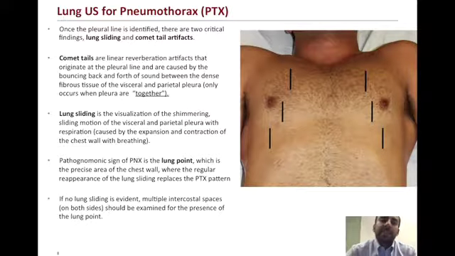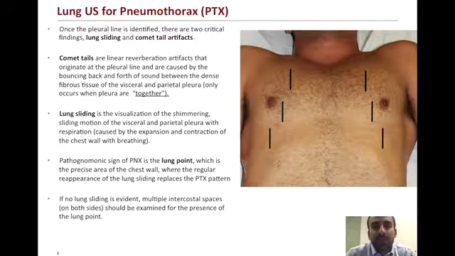What this involves is scanning in these fields here to identify the location of where you see lung sliding and where the lung sliding stops. And that area is called the lung point, where you see in the same ultrasound image an area of lung sliding followed by an area of absence of lung sliding. That point is called the lung point, and that is much more recognized as a pathognomonic sign for a pneumothorax.